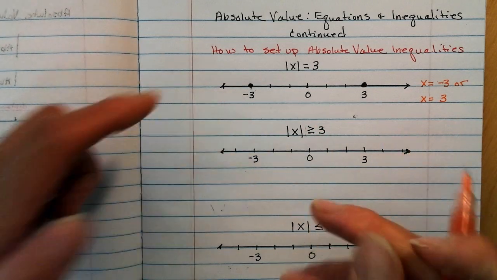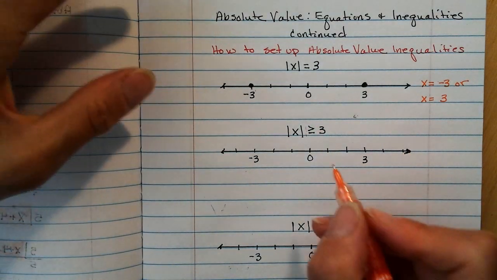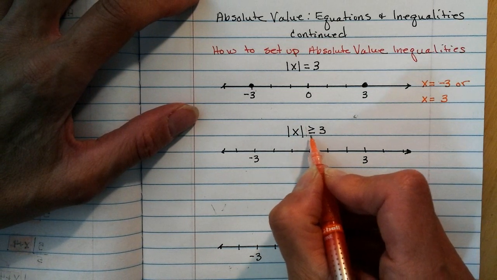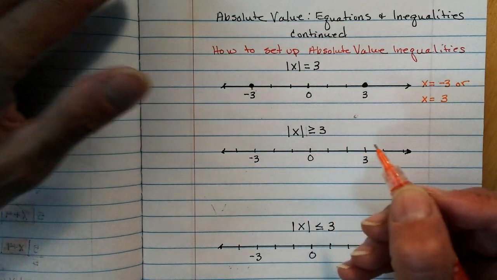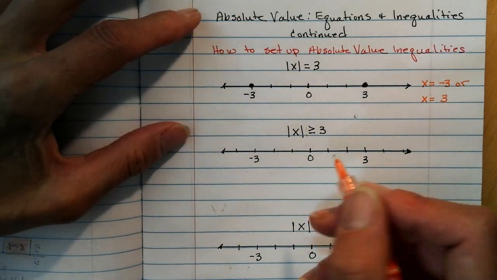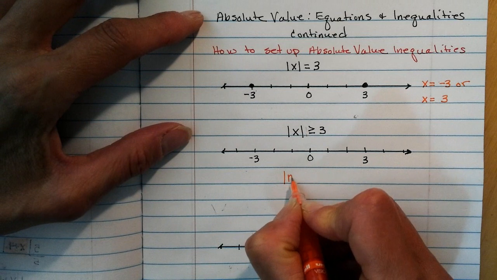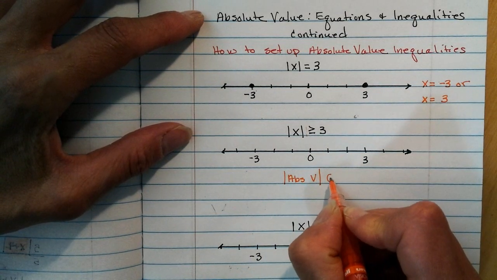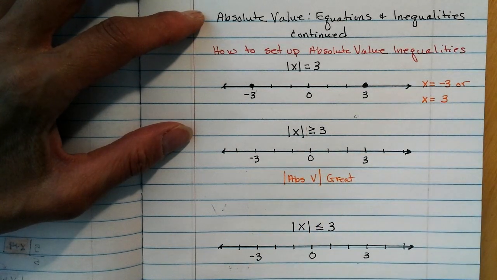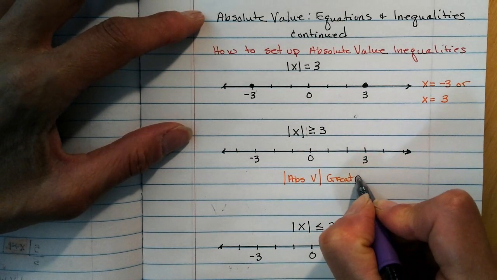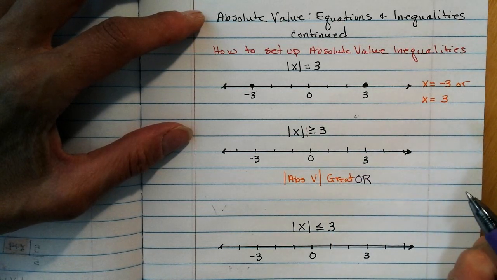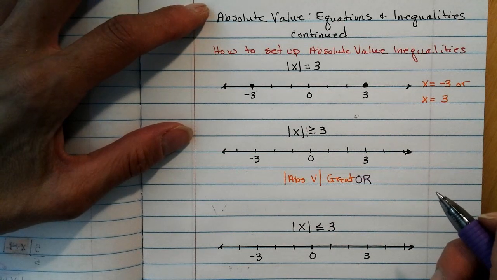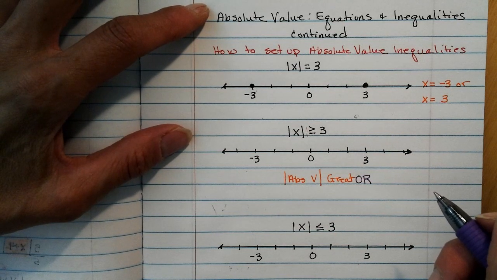So here is an inequality, and I would read it, the absolute value of x is greater than or equal to 3. Yes, there's an equal sign there. So let's keep the words at a minimum. So what would I say? I would say the absolute value is greater, and then we have the word or. So this is an or problem, which usually means it follows a certain pattern when we graph it. There are a few exceptions.